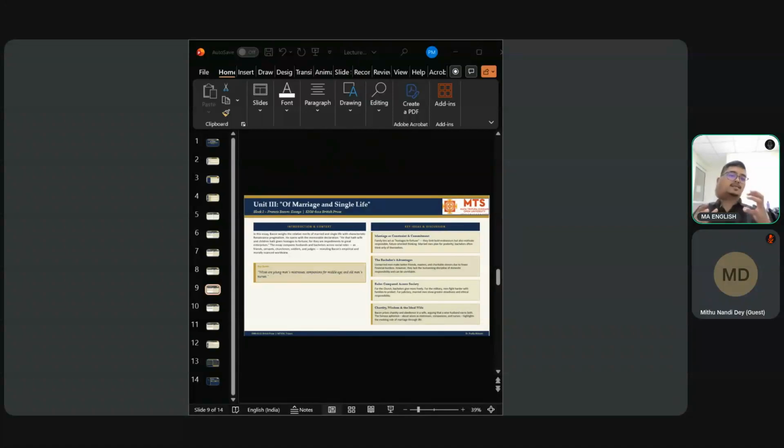So the essay opens with one of the most provocative sentences in Bacon's entire body of work.